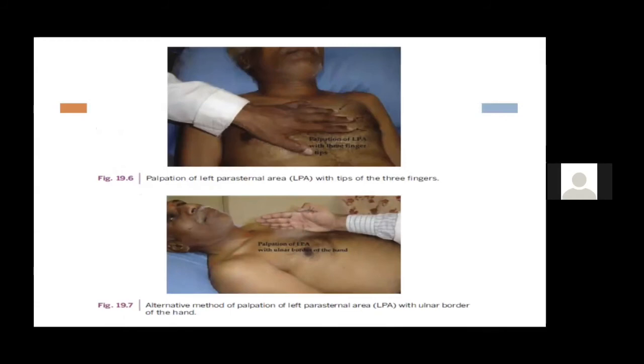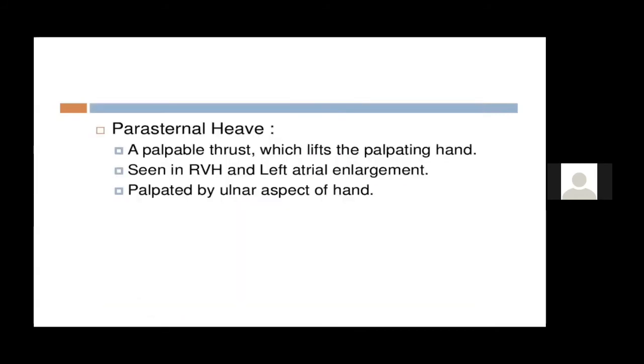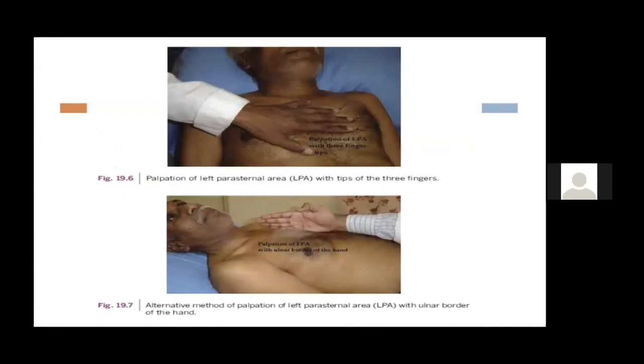So there are two methods. One is by the ulnar border of the hand, with which we can feel it, and the second is by the pulp. As I already told, with the distal part of the pulp of the hand, we can feel for the parasternal heave. So these are the two things.